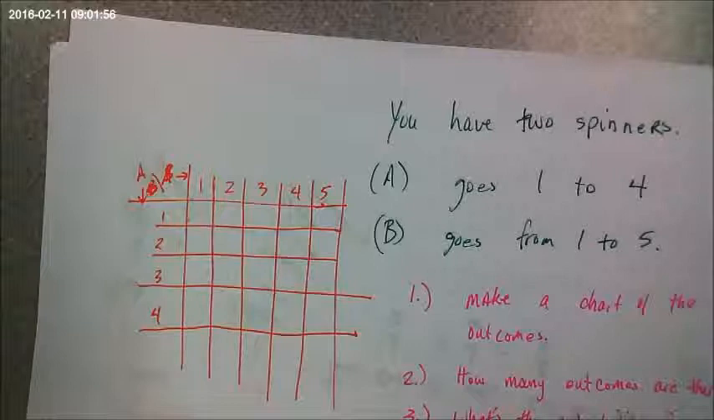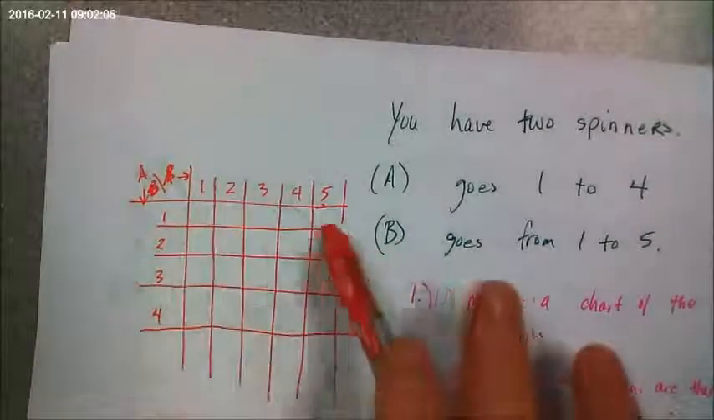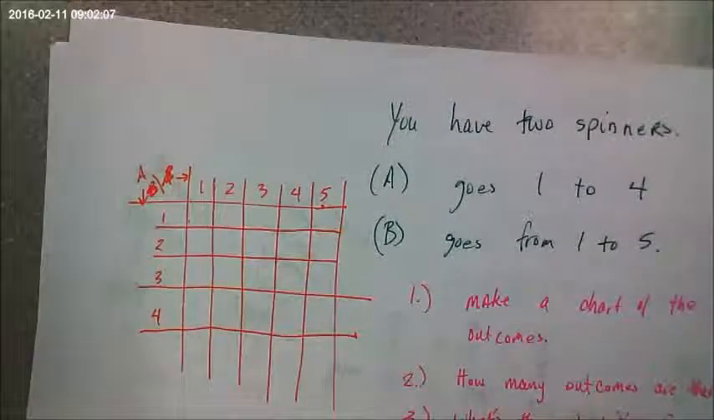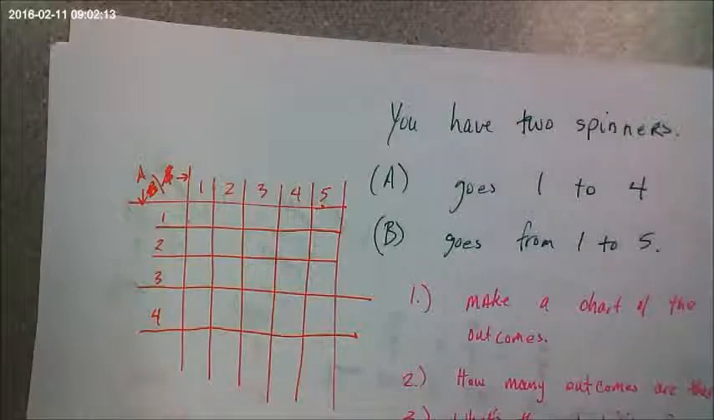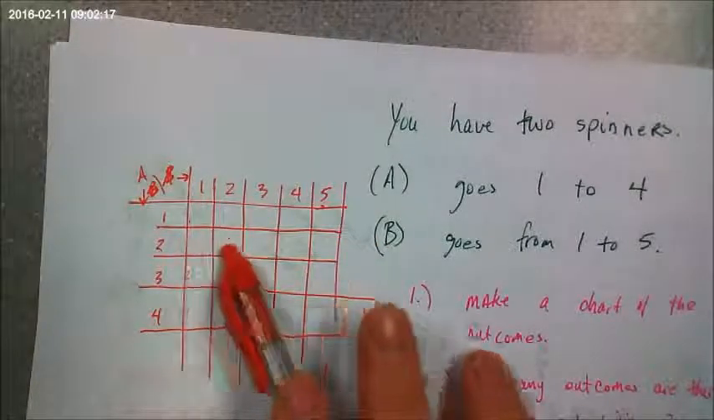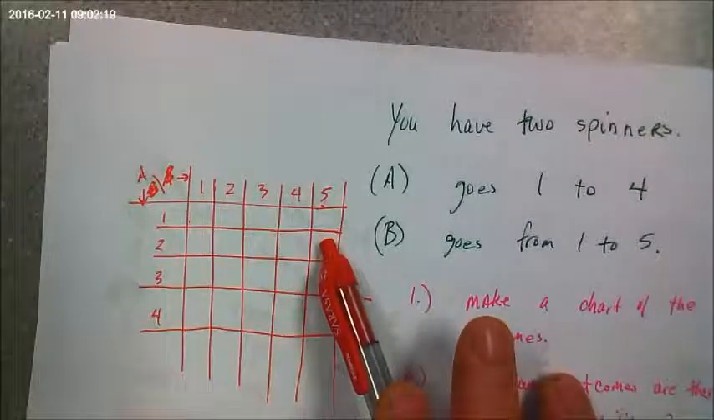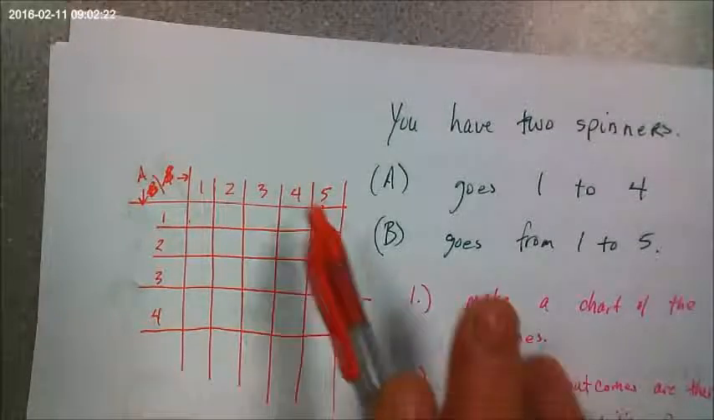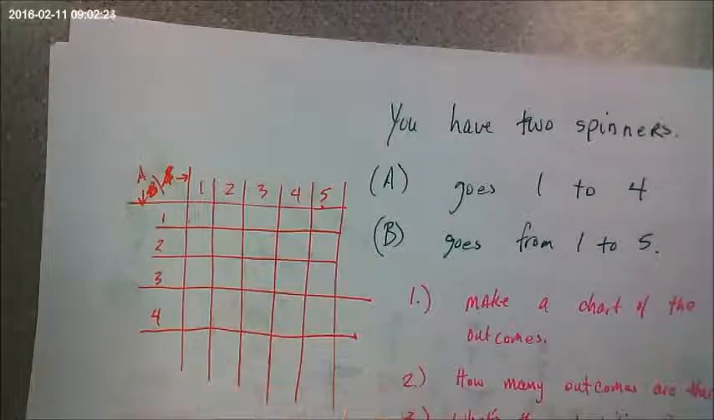So you guys know how to use this chart? No? Well, how much area is in here? 20. How many total possible outcomes are there? 20. Because look, you could spin a 5 and a 2, which would be this one right here. You could spin a 2 and a 4. So it's like this.